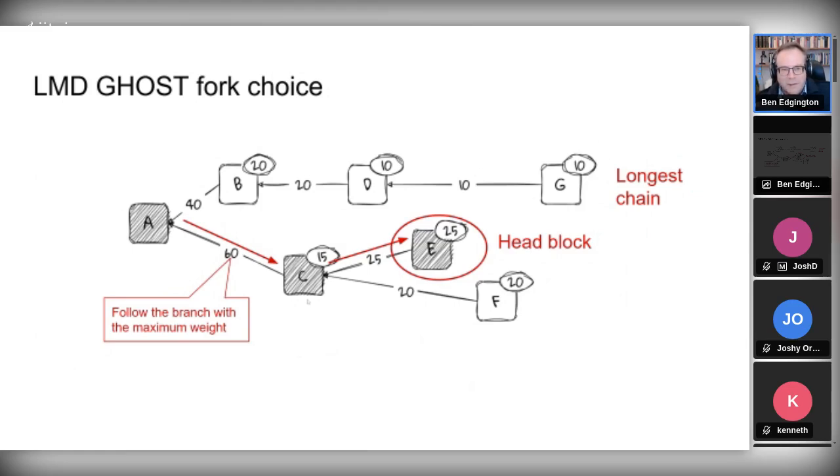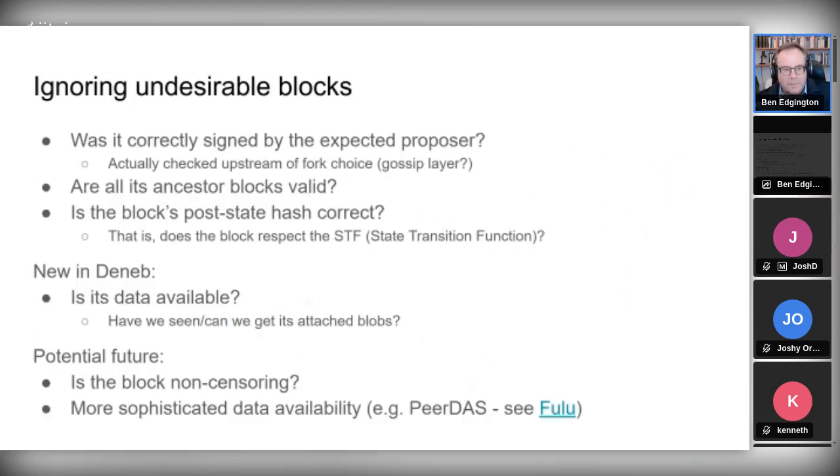And that's LMD Ghost. Very simple. There are a couple of wrinkles to it here. We want to ignore undesirable blocks. So there are certain blocks we don't want in the block tree. We want to make sure the block is valid, that it was correctly signed by the expected proposer. This is actually checked upstream of fork choice, I think in the gossip layer, if I remember correctly. We want to make sure that all of the ancestor blocks of the block that we're looking at are valid. If there's an invalid block, then all of its children are invalid as well. We can't recover from that.